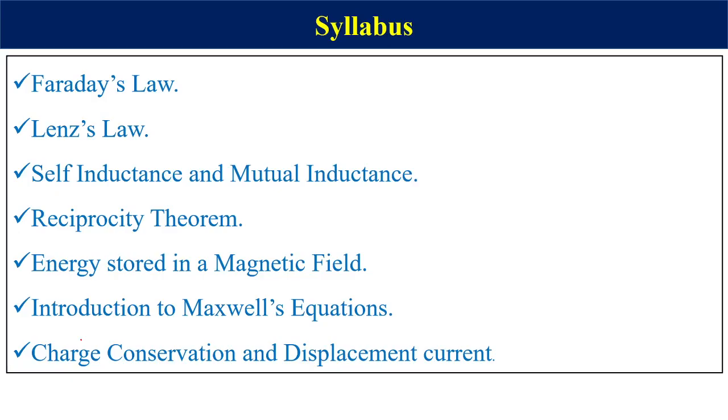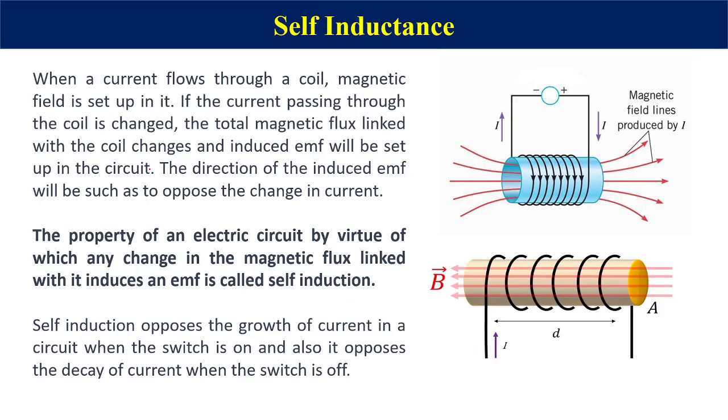In today's class we will talk about a very new concept that's called self-induction. So self-inductance is a process in which an electric current self-induces its own counterpart basically. So when a current flows through a coil, a magnetic field is set up in it. That is something that we know. If the current passing through the coil is changed, the total magnetic flux linked with the coil changes and an EMF is induced in the circuit.